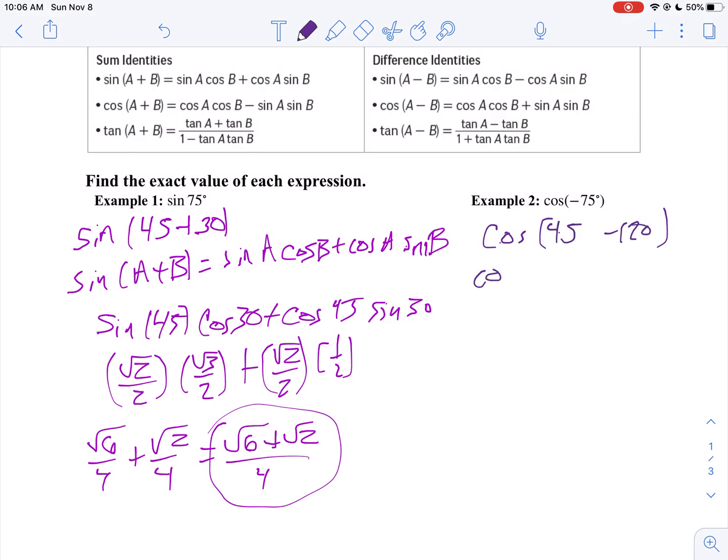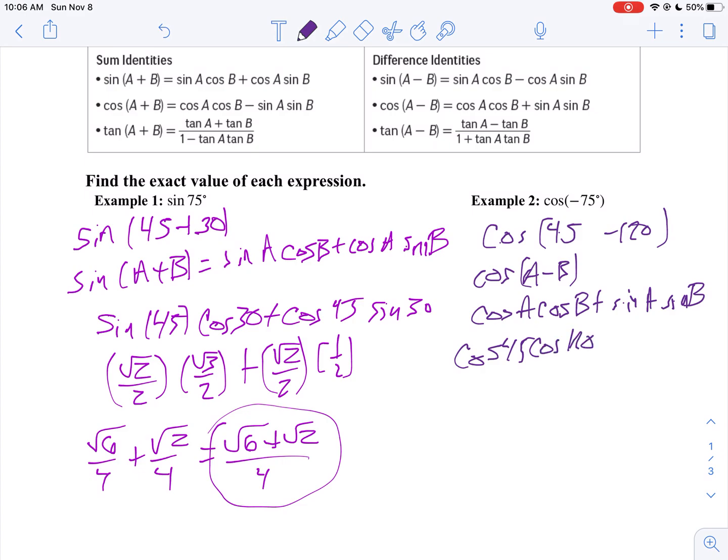So that's the same thing as the cosine of A minus B, which is cosine A cosine B plus sine A sine B. Well, I'm going to find the cosine of 45 times the cosine of 120. My 120 looks kind of sick there. I'm going to rewrite that. Plus the sine of 45 times the sine of 120.